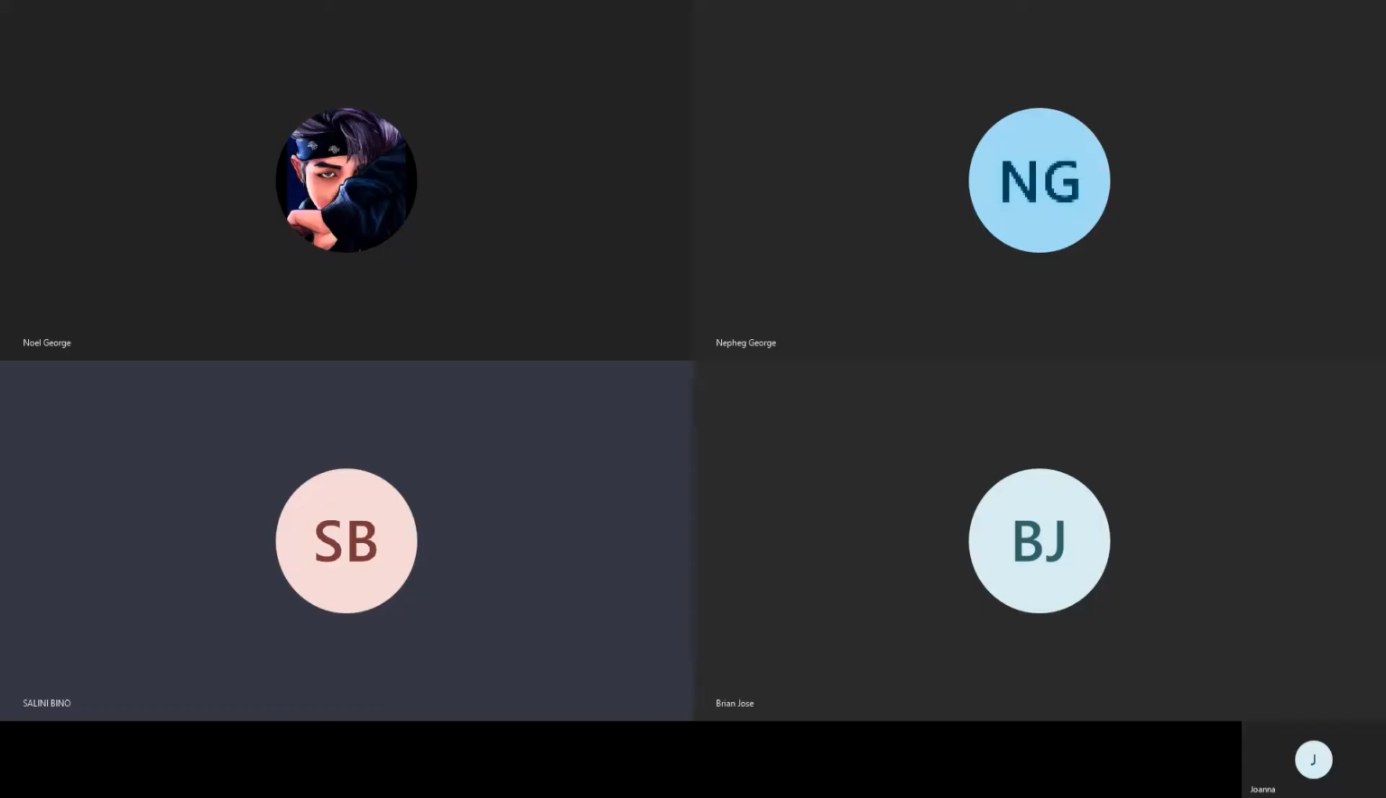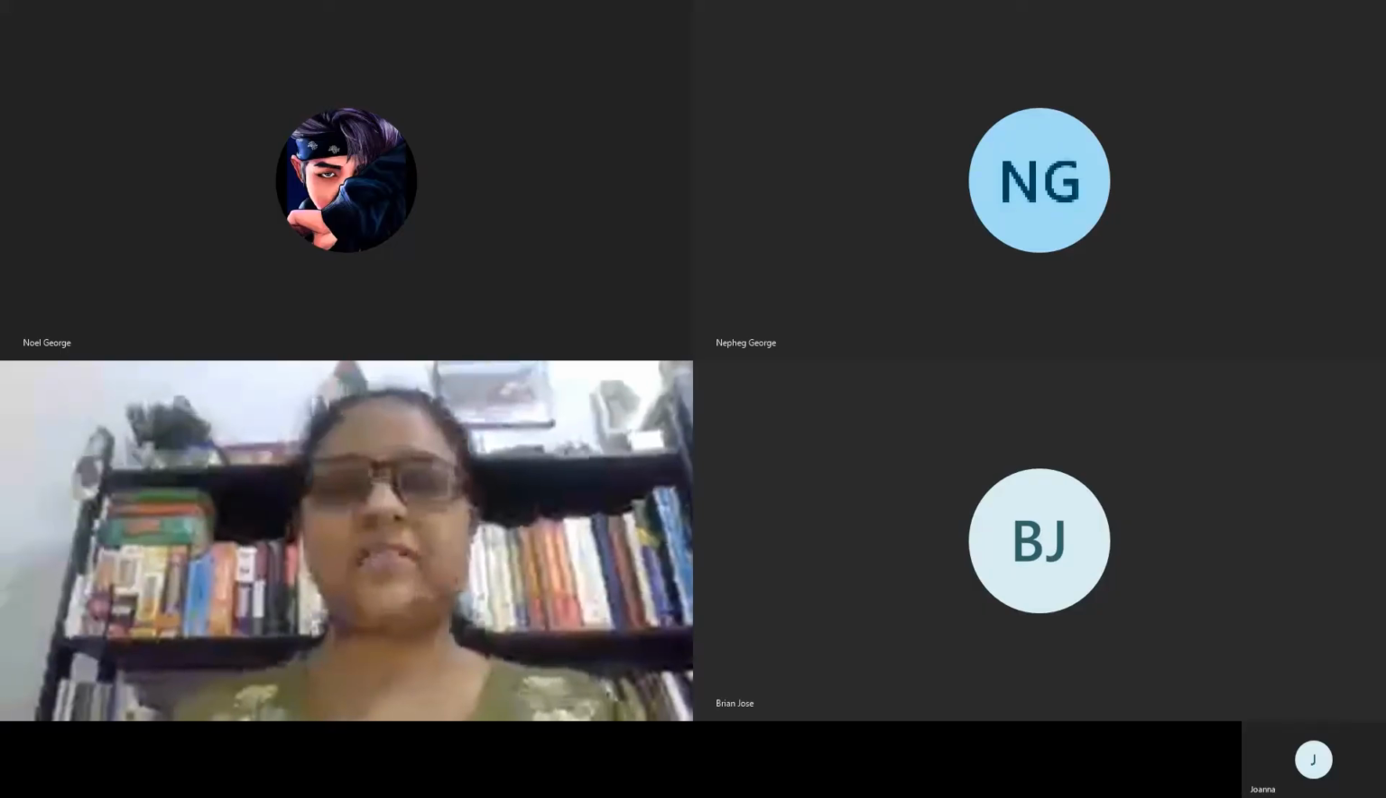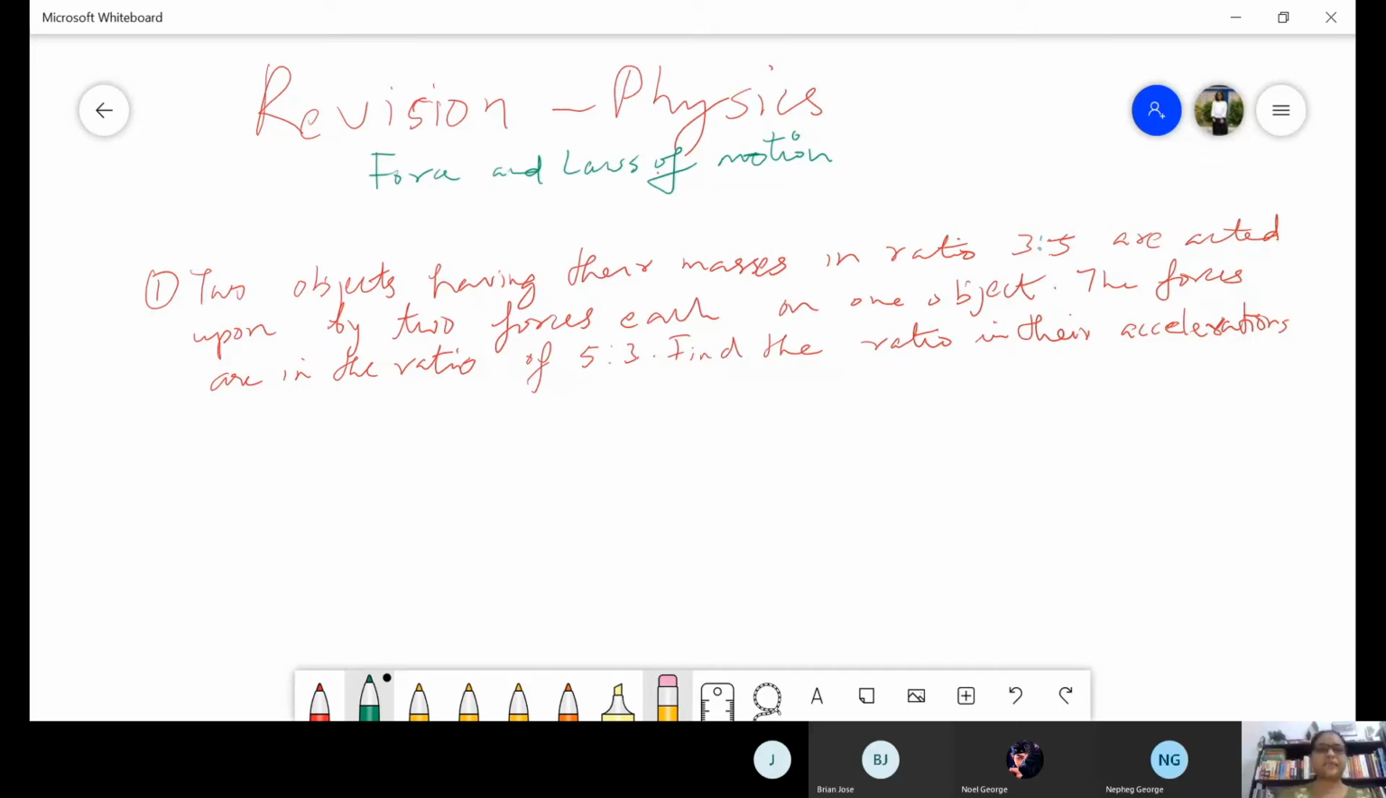So two objects having their mass in ratio 3:5 are acted upon by two forces, each on one object. The forces are in the ratio, that is, F1 is to F2 equal to 5:3, and the mass m1 is to m2 equal to 3:5. We have to find out the acceleration.